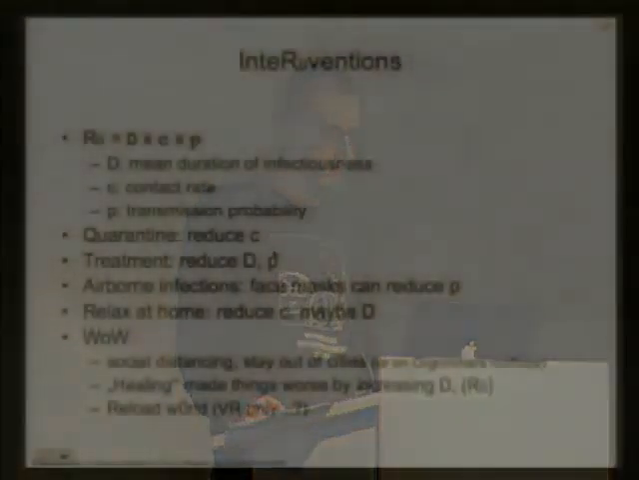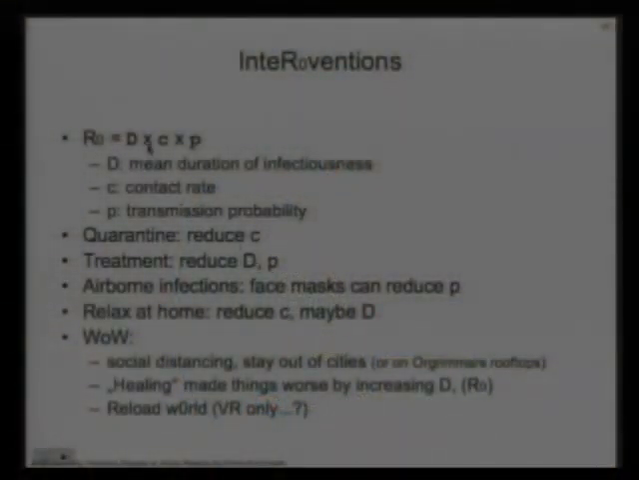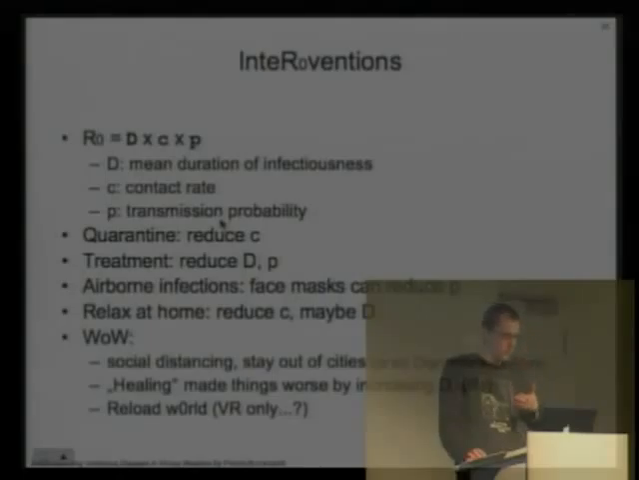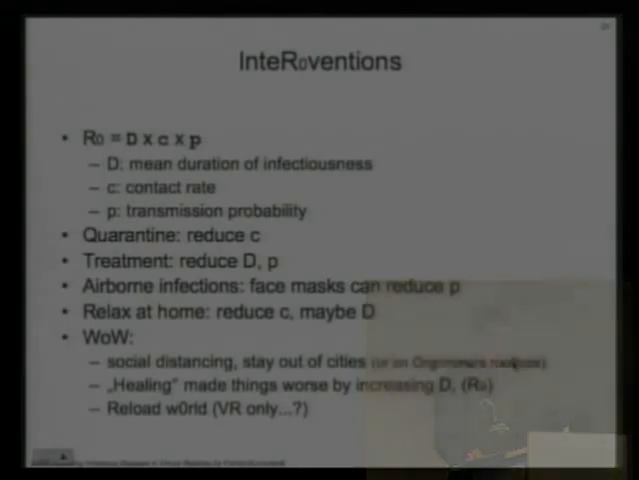Then you have treatment. You could use Tamiflu, for example, that reduces the duration of infectiousness or that reduces the transmission probability. Some people propose, yes, you should wear face masks, because then the transmission probability is also greatly reduced. Social distancing is a term which basically says stay at home or just don't meet anybody. And in the context of World of Warcraft, it also means stay on Orgrimmar's rooftop, which the next video is showing. And there can be some interventions which have a very good intention, however they are counterproductive for the whole epidemic.